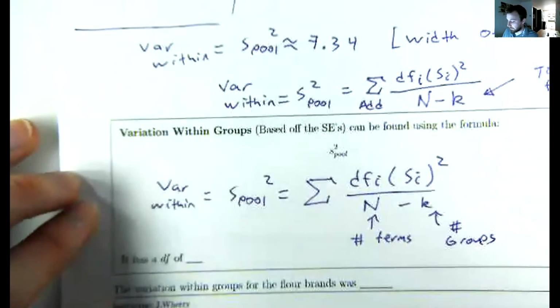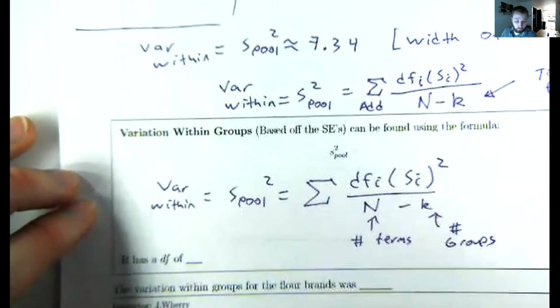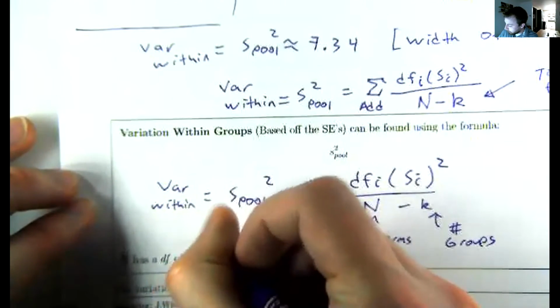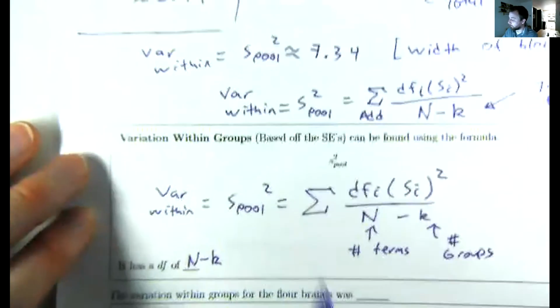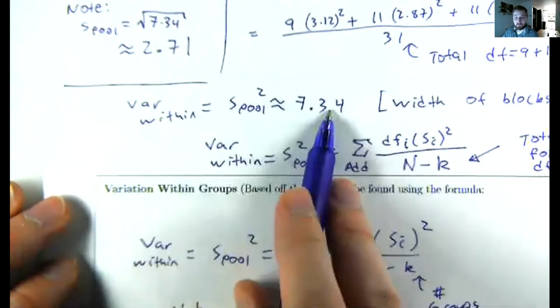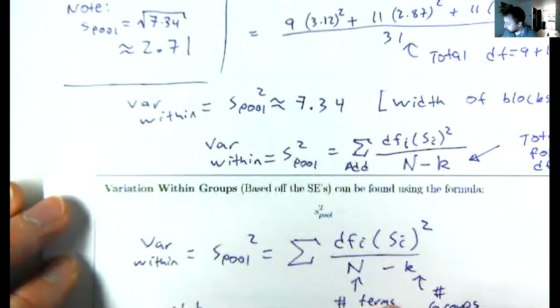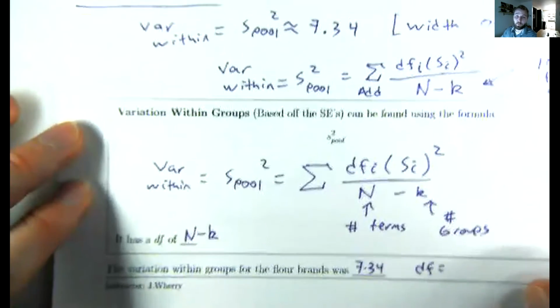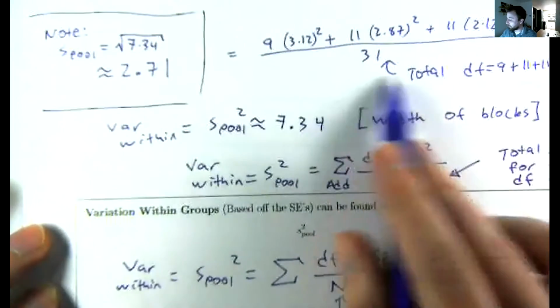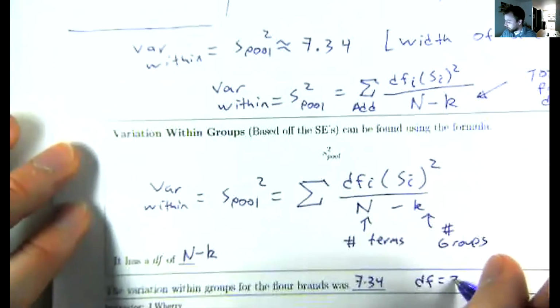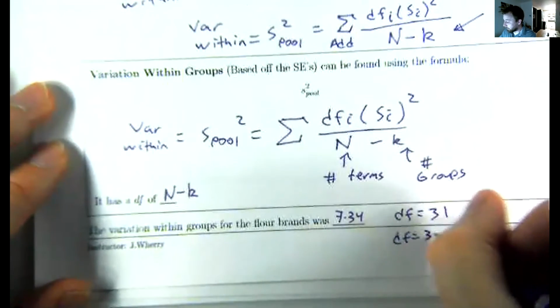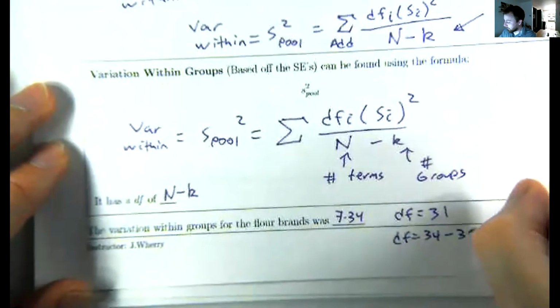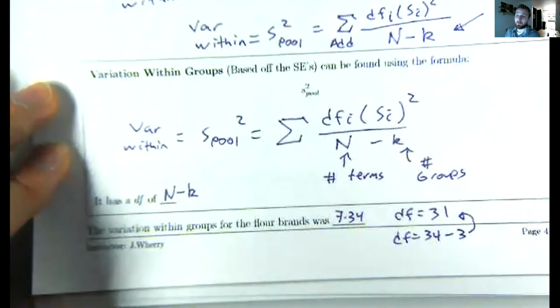Every variance has a degree of freedom, and the degree of freedom always lives on the bottom. So my total degree of freedom is capital N minus K. For our problem, we ended up with a variance within of 7.34. And the number that we used for the division to come up with that 7.34, our total degree of freedom, was 31. A quick double check. We had 34 numbers and we had 3 groups. 34 minus 3 gives us 31.